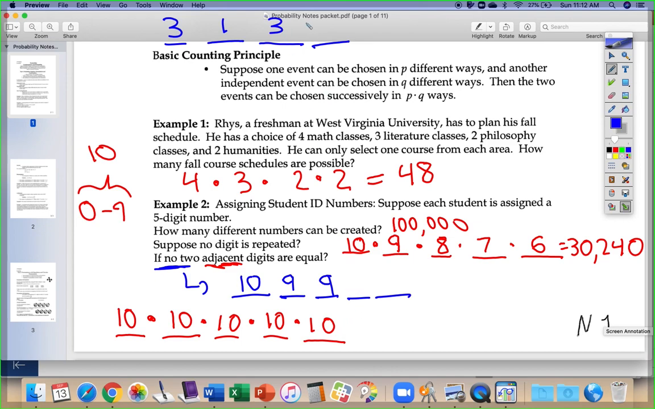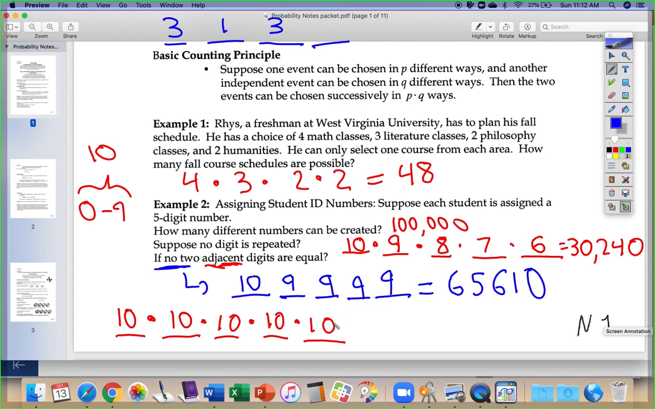So now if you think, how many numbers can I put in this spot? It just can't be a 3. So how many numbers are not a 3? 9 numbers. And then the last number just can't be the number next to it. So 9 numbers. Adjacent just meant next to. So this is 65,610.